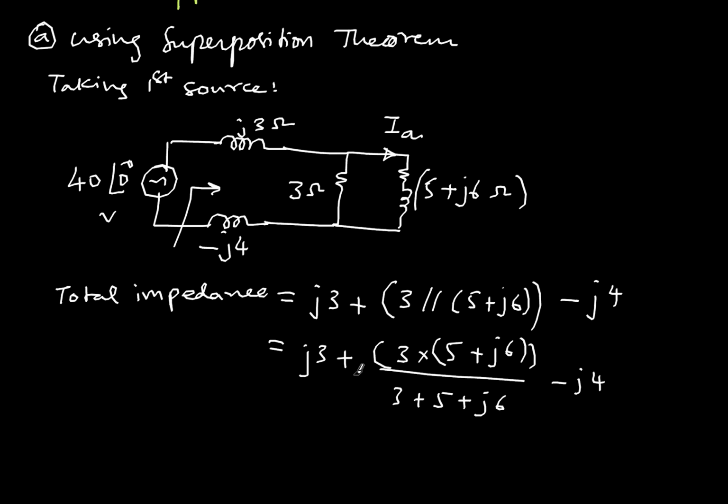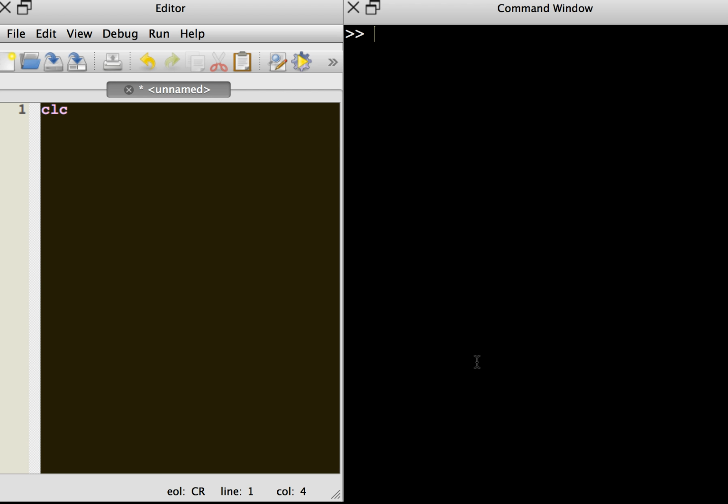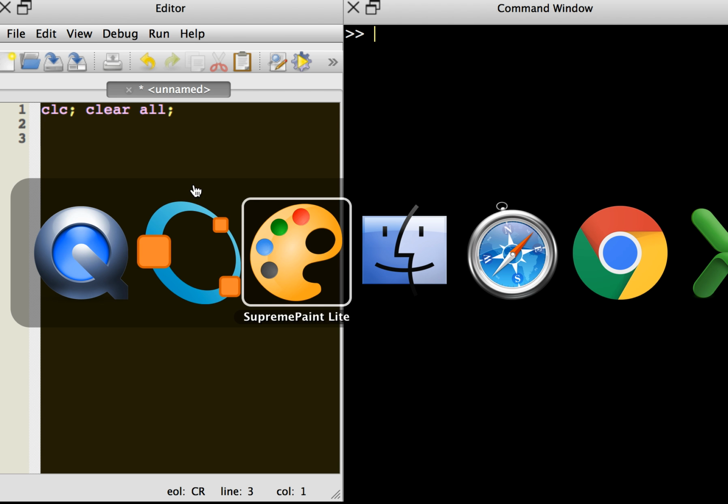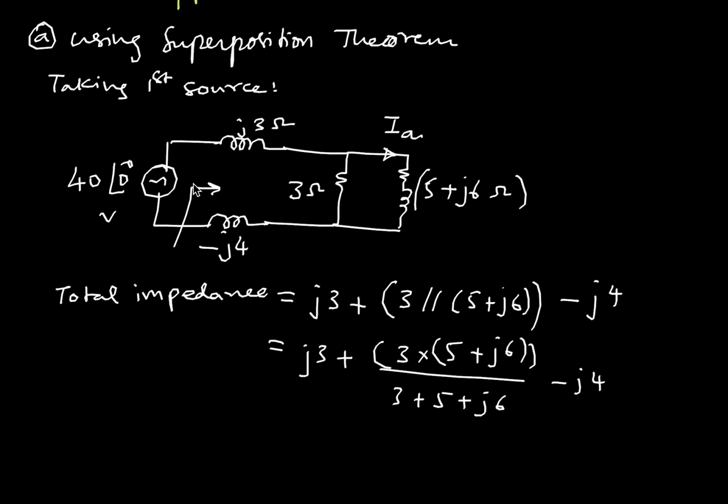Now once I have the total, let's calculate that. I'm going to my MATLAB interface to calculate this. So I just switch over to the MATLAB interface. Here I'm defining the expression for my total impedance. This is what I'm going to type here.